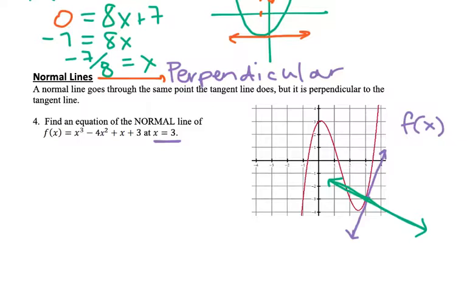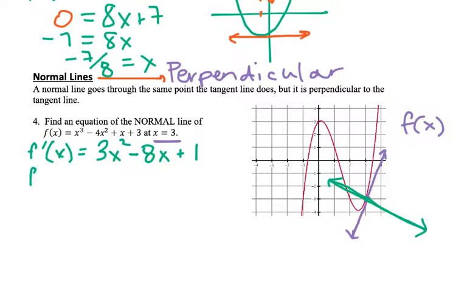So once again, we have to start by finding the derivative, f prime of x. Bring down the 3, you get 3x squared minus 8x plus 1. So remember, for the part that's just linear, it's the slope that is the derivative. For plus 3, the derivative of a constant is 0, so that disappears. So this is our derivative.